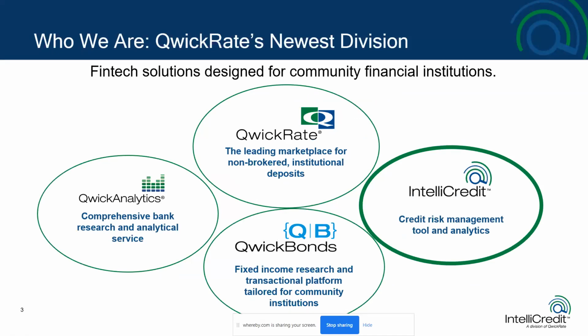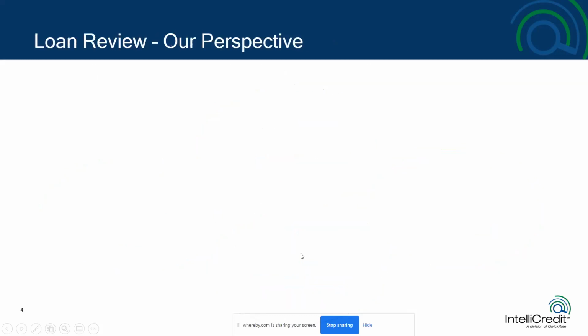One of the things that we're so proud of at Intellacredit, we're the newest division of the QwickRate family of products and services for community financial institutions. What's so important with that, I think, is that we're all about providing kind of big bank or big institution products and services at community financial institution practicality and affordability. That's really a tradition that we feel very strongly to adhere to.